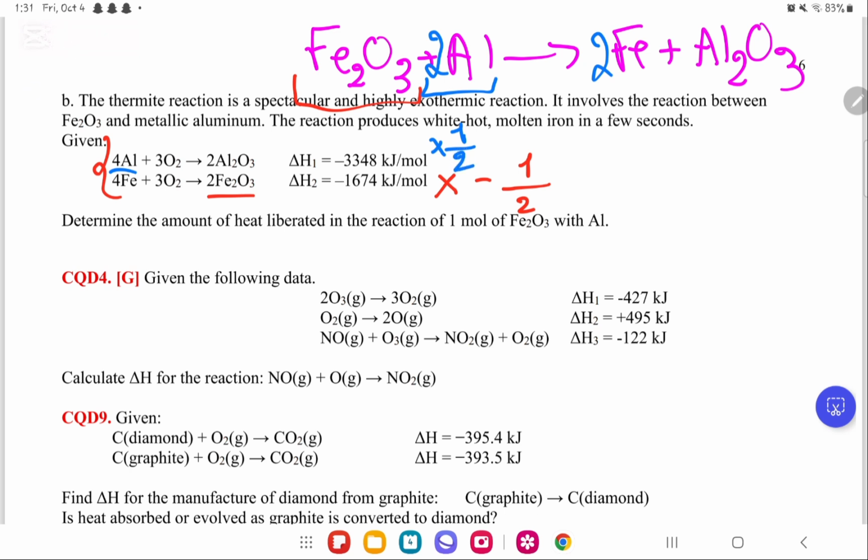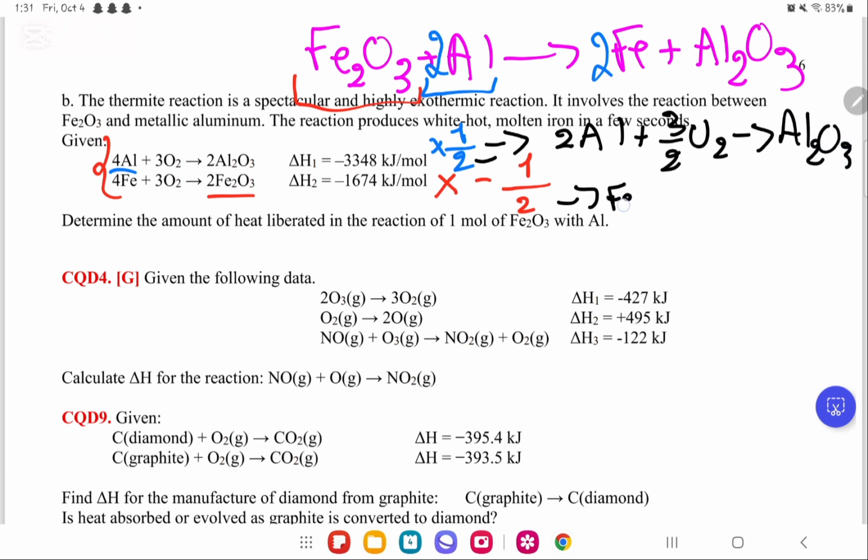Let's write now the resulting equations. We're going to have 2 aluminium plus 3 over 2 O2 gives us Al2O3. And here we are going to have Fe2O3 gives us 2Fe plus 3 over 2 O2. Now, why did I not do the products? Because if you notice, they're already balanced. 2Fe is 2Fe, Al2O3 is Al2O3, and they're both on the product side.